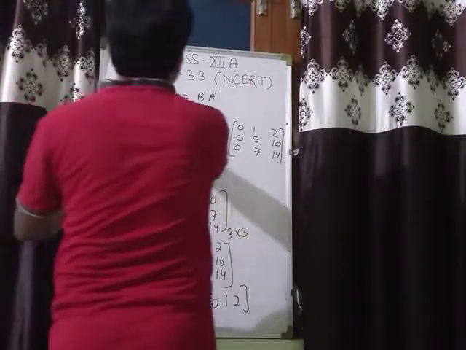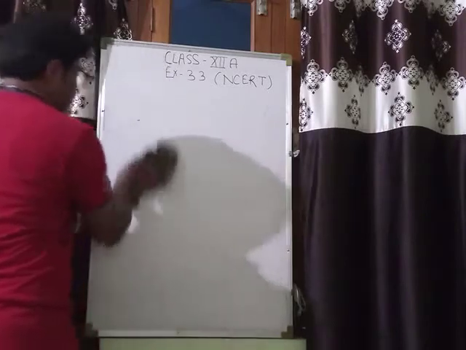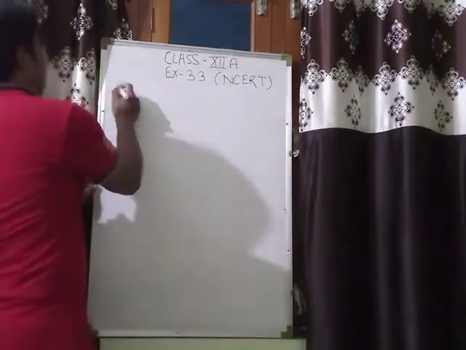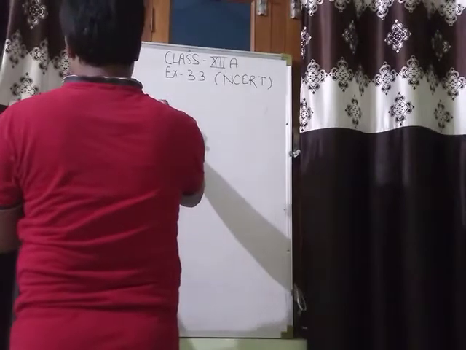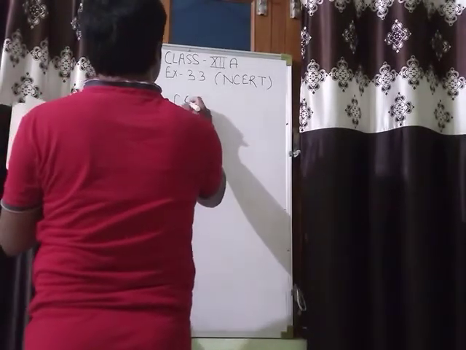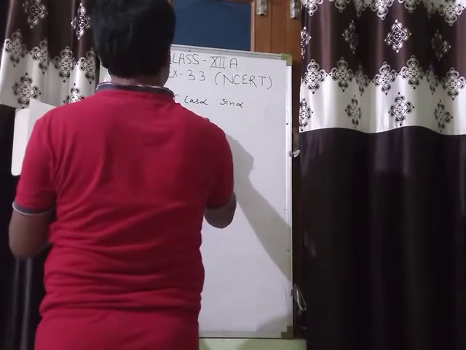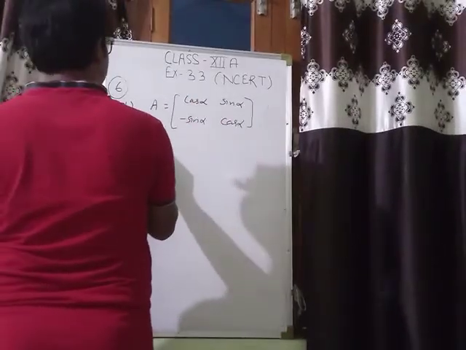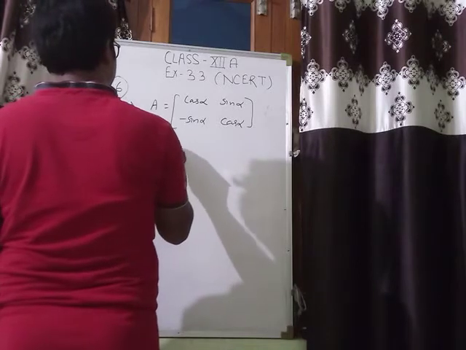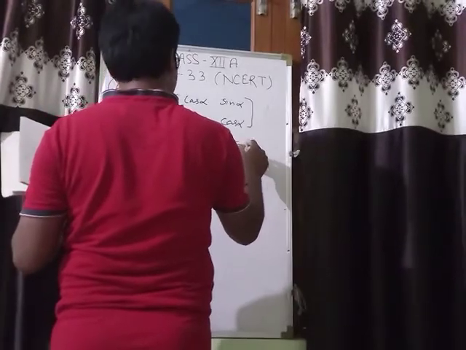Now question number 6. Read everyone, question number 6. There are two parts, so I am going to prove the first part. It is given that A is cos alpha, sin alpha, minus sin alpha, cos alpha. Then verify A transpose A is equal to identity.